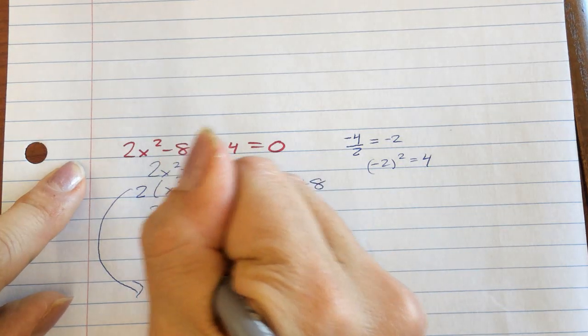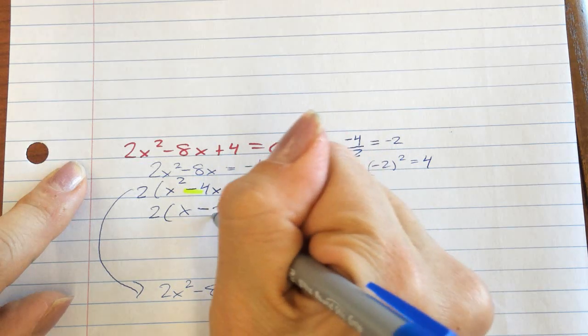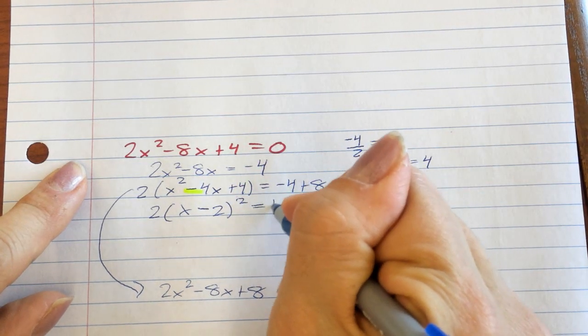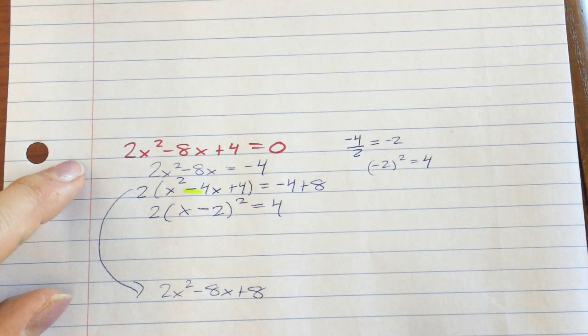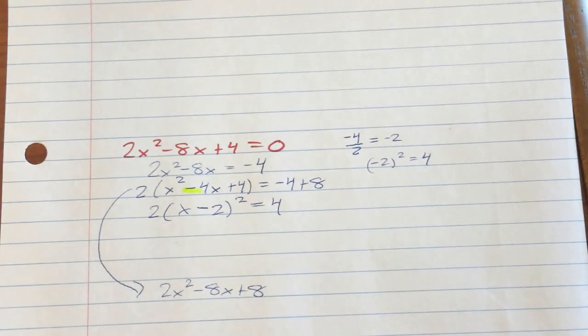So now I have x minus 2 squared. Again, this determines my sign. So it becomes minus the square root of 4, which is 2, squared, equals 4. And again, that's as far as we need to go for this unit. So that's just a basic review of completing the square.